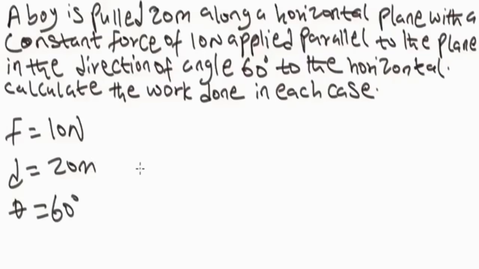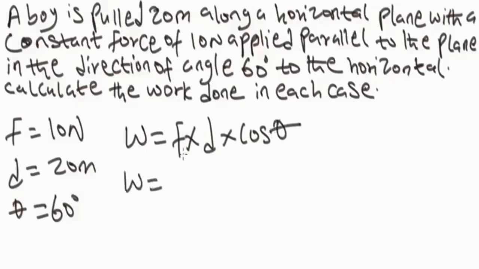Alright, so to calculate the work done will be force times distance times cos theta. When you substitute, then you have work equals 10 times 20 times cos 60. Note that we use cos because the angle is inclined to the horizontal. If the angle was inclined to the vertical, we would have used sine, but since it's horizontal, we make use of cos. Alright, so don't make the mistake of using cos when it's vertical in place of sine, right? So don't make that unnecessary mistake.